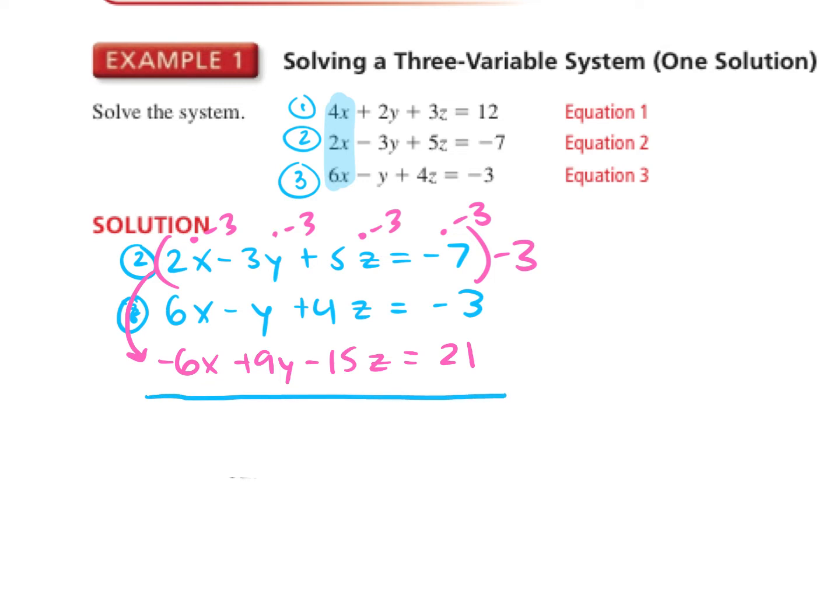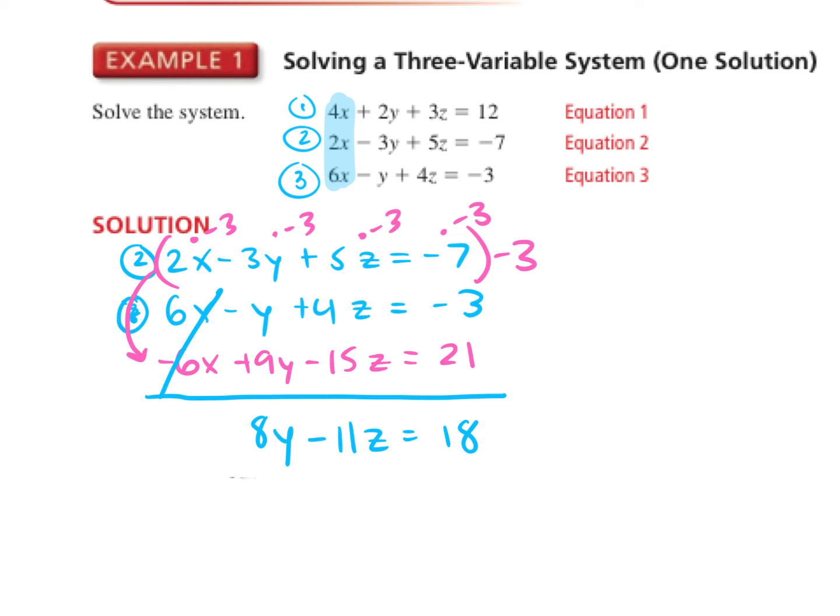Now that my x's will cancel, I can combine them together. So my x's cancel. I'm just going to combine the like terms. So negative y plus 9y is what? 8y. 4z minus 15z, negative 11z, and negative 3 plus 21, 18. All right, so we're going to pause here. So now I have one system with 2 variables.